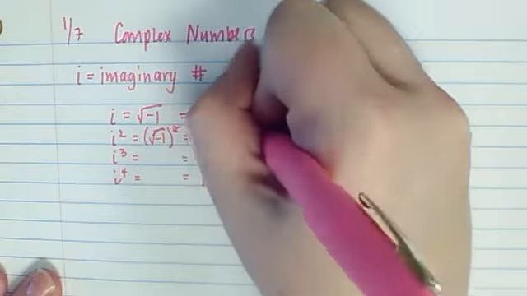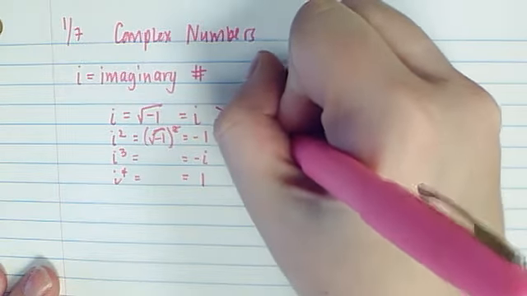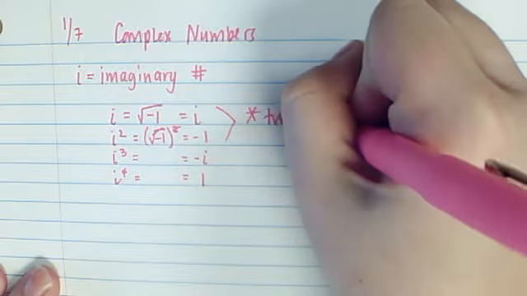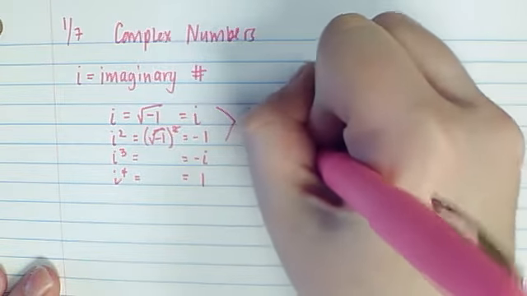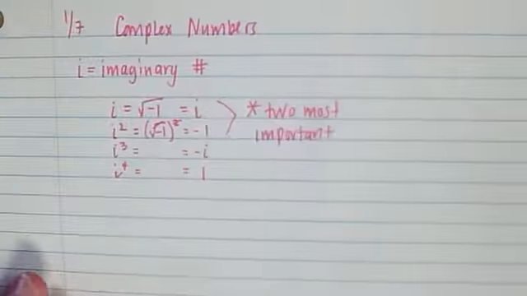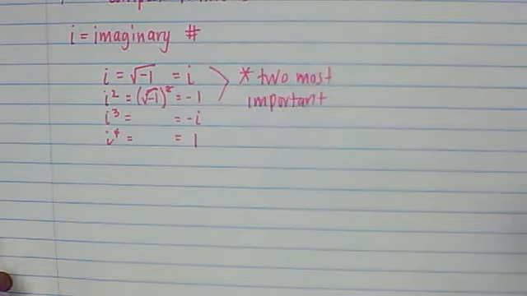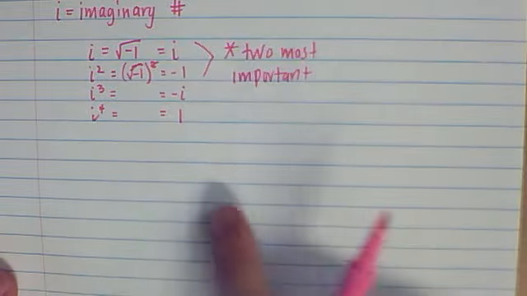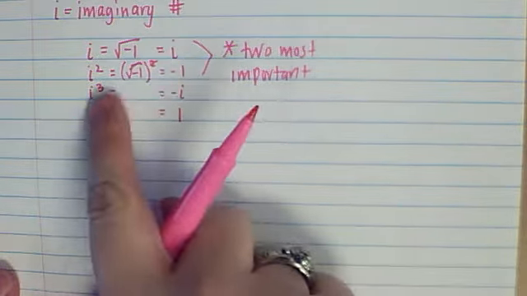These two right here are the two most important. They're the ones we're going to be using the most. Okay? So make sure you remember that the square root of negative 1 is i, and i squared is negative 1.